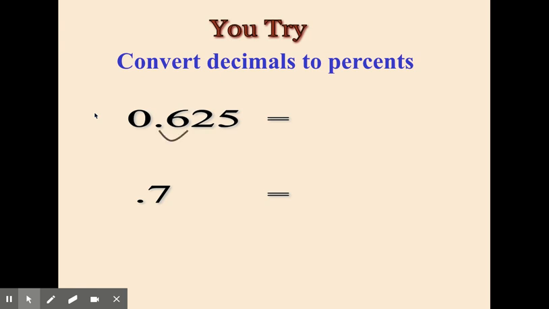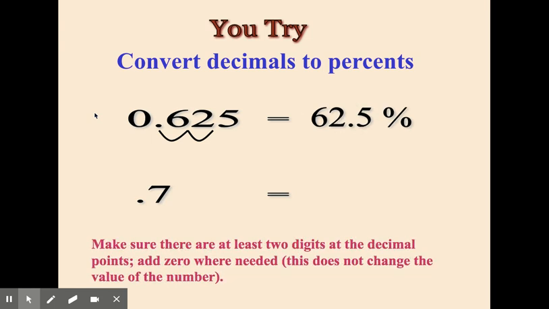0.625, 62.5%. Okay, we want to make sure there are at least 2 digits at the decimal points. Add a 0 where needed. This does not change the value. So I have 0.7. Okay, before I convert, I need to make sure I have enough numbers to move over twice. So I'm going to add a 0. Now I'm going to solve. Move over twice and get 70%.